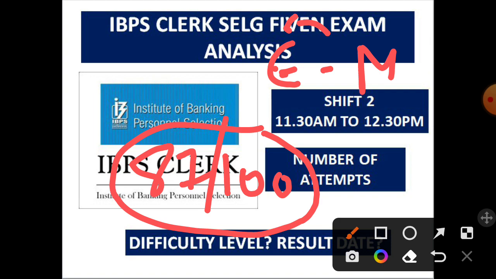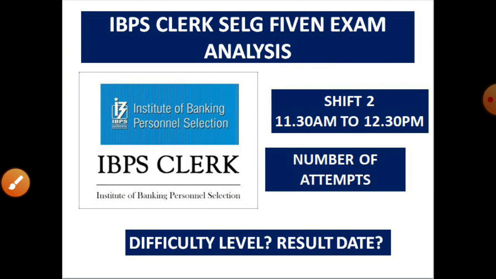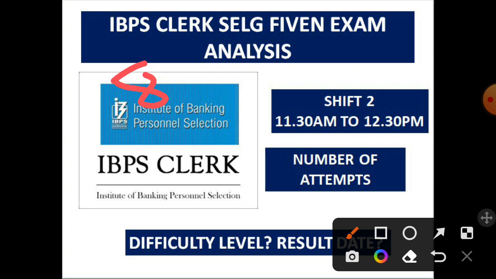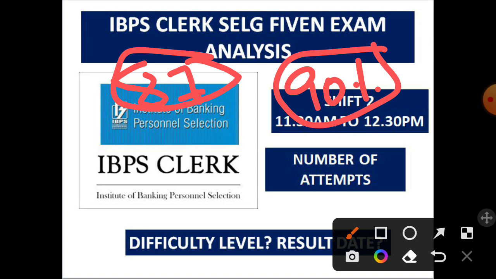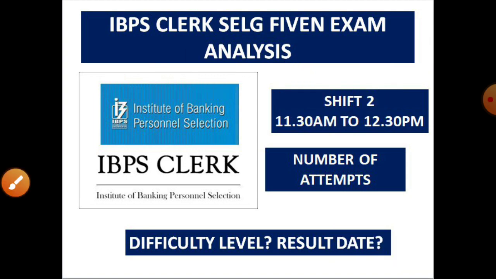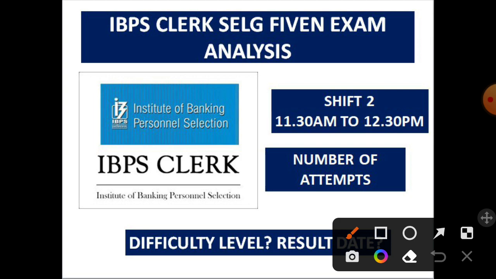And English, as I said, the passage was lengthy. Apart from that, it could have been managed. So I guess the normalization will have effect. But since my attempts are good, attempts are 87, and accuracy is around 88 to 90%, nothing to worry. And yeah, this was the complete analysis. So normalization, yes, will have effect, but let us see the other shift also, because if all the shifts will be having same kind of difficulty level, then it won't be a problem.